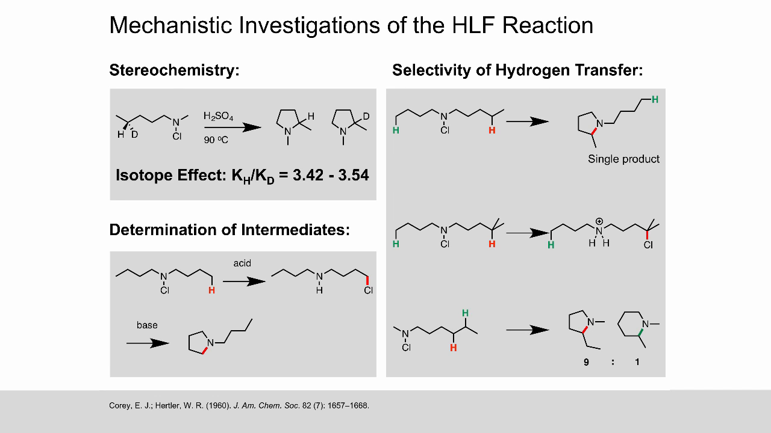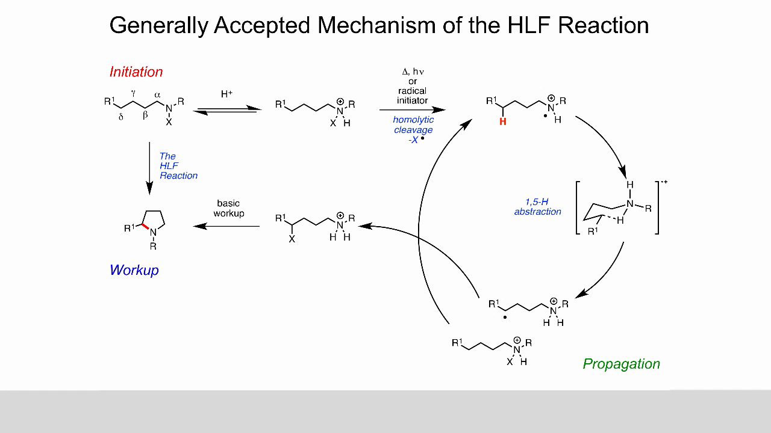In a competition experiment looking at the relative ease of the 1,5 and 1,6 transfer reactions, a 9-to-1 mixture of the 1,5 hydrogen transfer product was observed, showing good selectivity, though highlighting that appreciable amounts of the 6-membered ring can be formed. When cyclic and acyclic amines were subjected to the conditions, the cyclic systems were observed to be significantly slower, suggesting that the substrate's prevailing geometries were unfavourable for this reaction. Now we move on to the generally accepted mechanism of the HLF reaction based upon the findings in the 1950s.